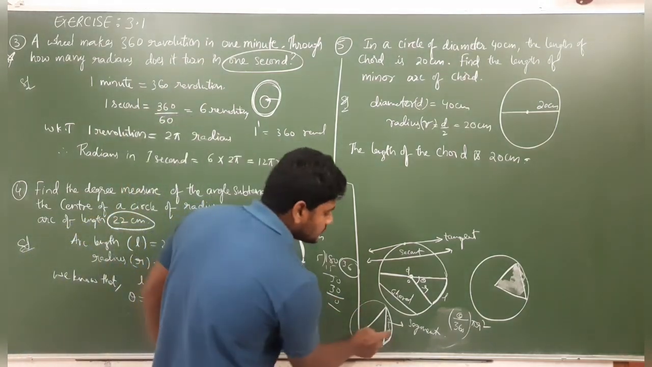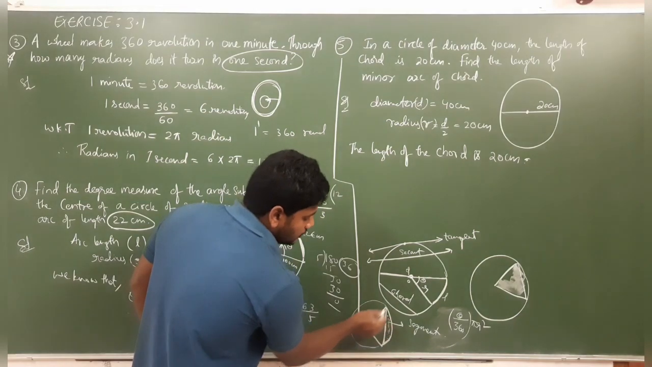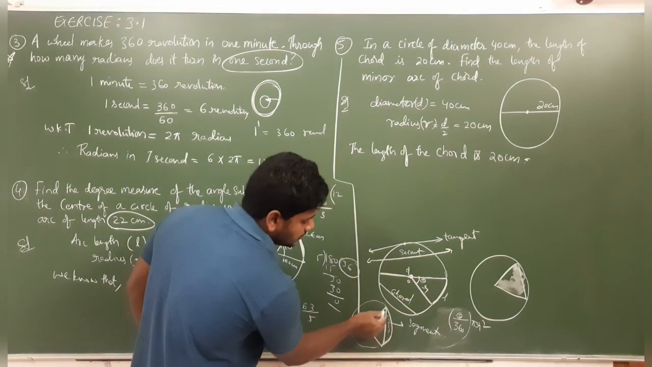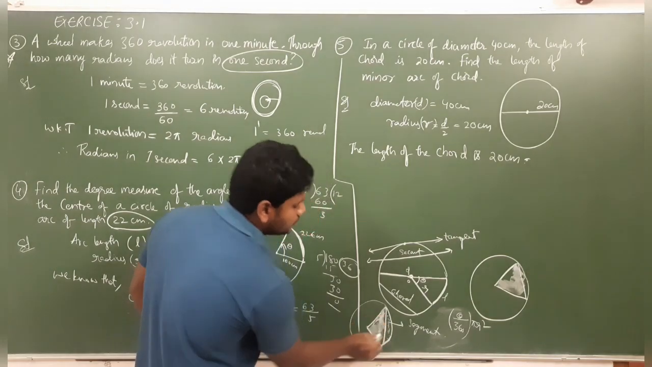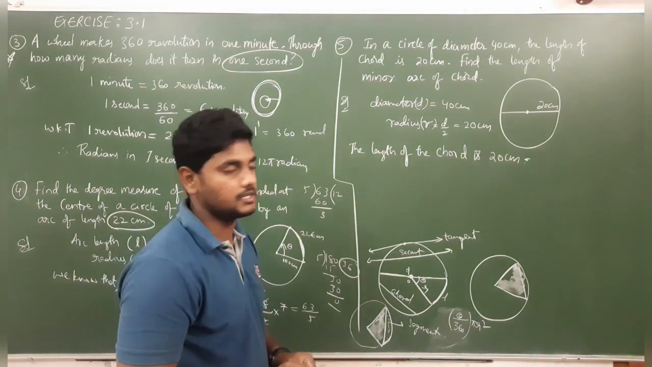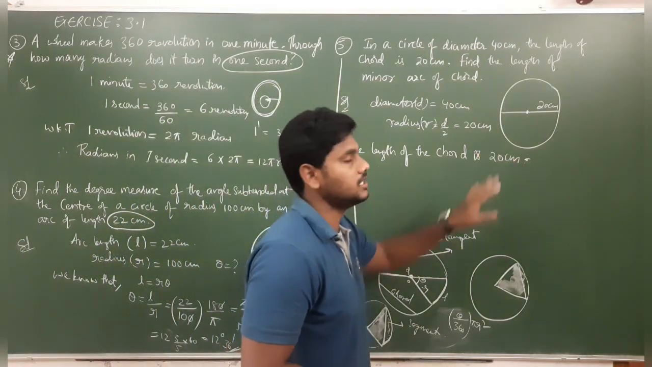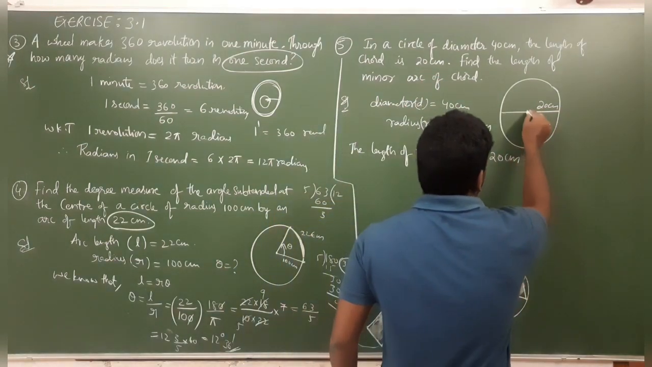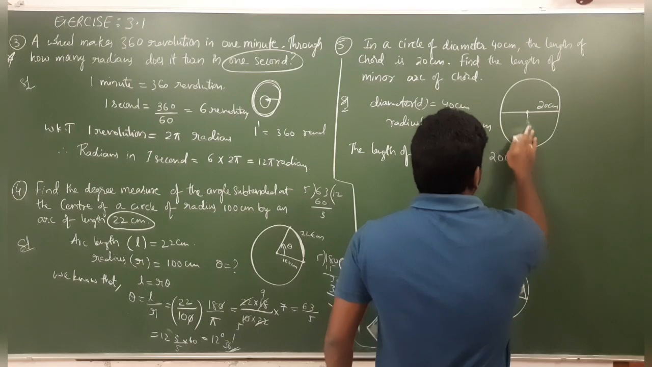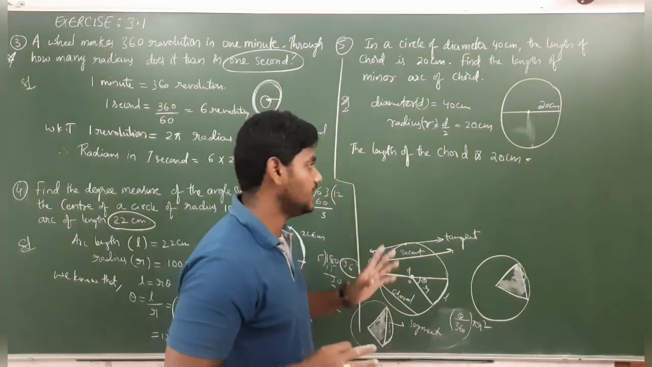But how to find the area of a segment? Area of segment is area of the sector minus area of this triangle. Area of sector minus area of this triangle, if we do that, then we will get the area of the segment. Now when it comes to this problem, the length of the chord given is 20 centimeters, and the diameter of the circle is also given, which I will consider as 20 centimeters. Now what they are asking is to find the minor arc. What do you mean by minor arc?